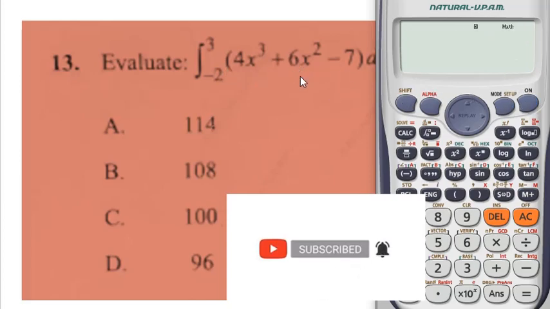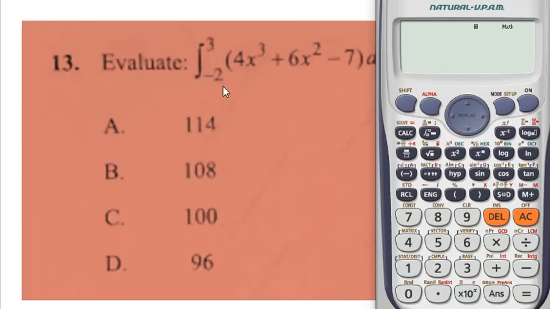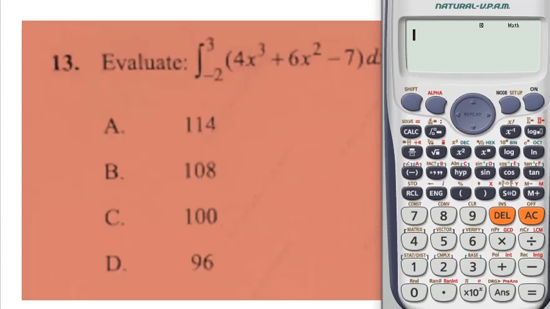So we have to punch this on our calculator to arrive at the correct answer. This is from 3 to negative 2, and then we have 4s cubed plus 6s squared minus 7. The thing is, you could solve this manually. You could start solving this, so we have 12s squared plus 12x, and then you use 3 and minus 2 to find your intervals, and then you arrive at the correct answer. But there's no need to do that once you know how to solve this on your calculator. So let me guide you on how to do that.